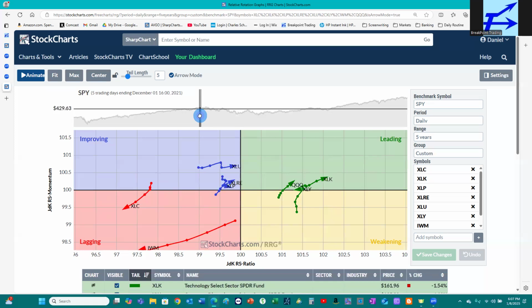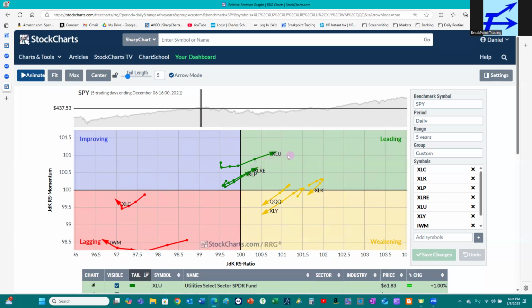So we're in November right now. There's December 1st. Going through, there's December 6th. Now take a look at the defensive sectors. All three defensive sectors are now in the upper right-hand leading quadrant, even as the market was still making all-time highs. And the aggressive sectors are beginning to move down to the left. So we keep moving this to the right.